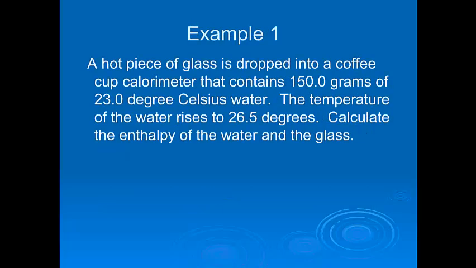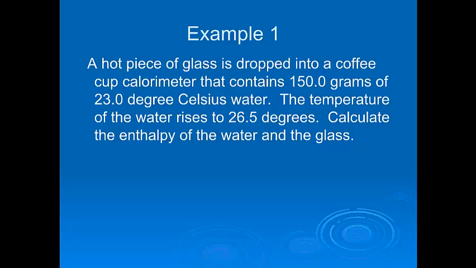So here's an example. We have a hot piece of glass. We've heated it in a flame or something, and we're going to put it into a coffee cup calorimeter. And in that coffee cup calorimeter is 150 grams of 23 degrees Celsius water. So we've got some water in there. We measure the temperature, and it's 23 degrees. We put this hot piece of glass in there. We stir it with a thermometer or with a stirrer, and we watch, and the temperature goes up. Now, it doesn't go up very much, because water can gain a lot of heat before its temperature rises. But it does go up to about 26.5 degrees.